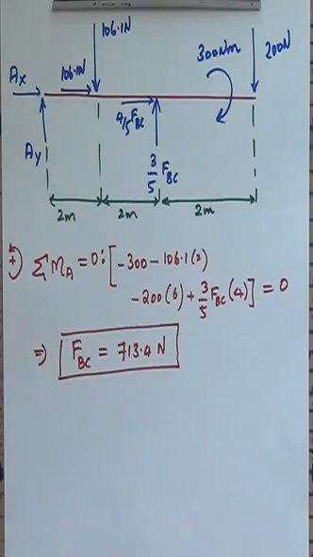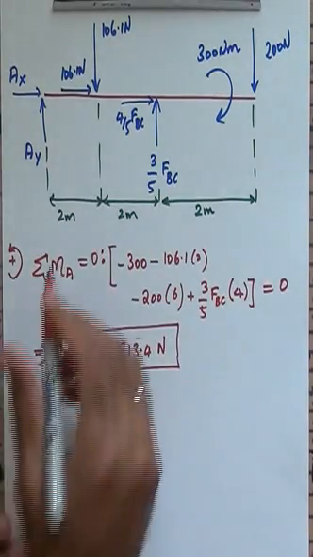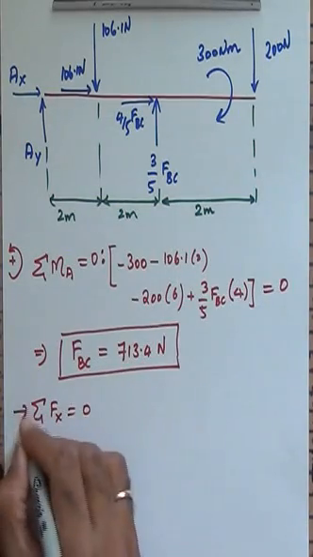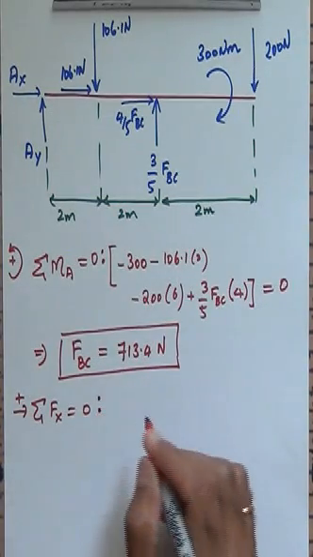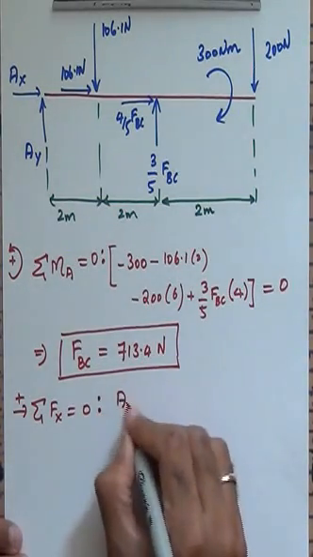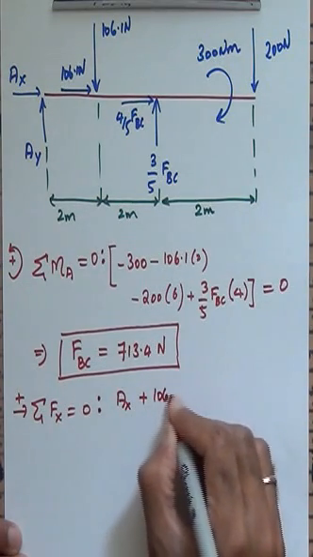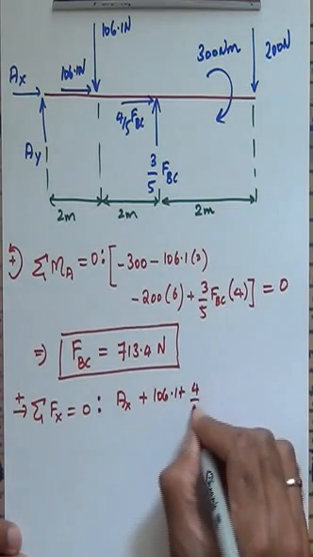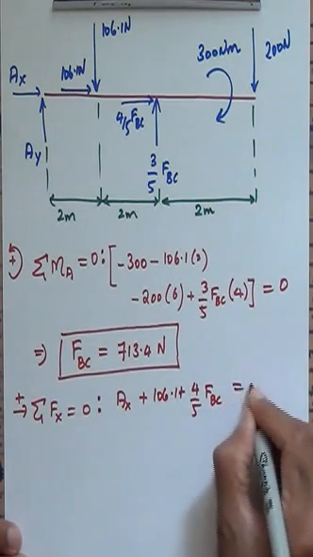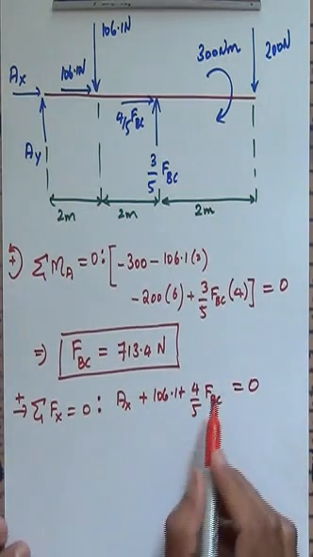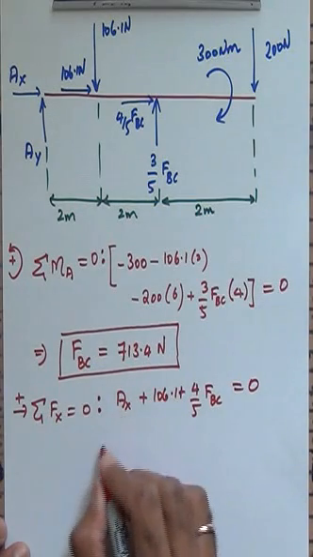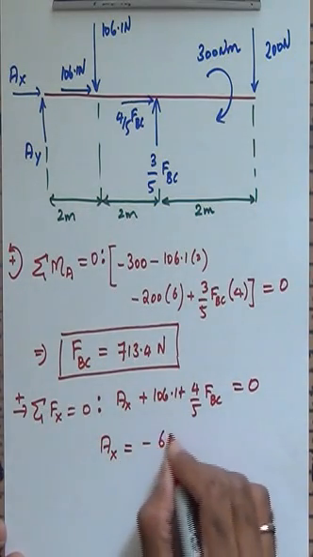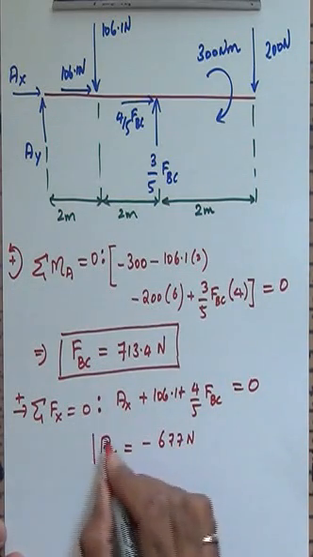Once I have that, then the rest of it is easy. All I have to do is sum forces in x and y directions. So sum of forces along the x direction, forces pointing to the right, are equal to 0. I have AX, then I have 106.1, and I also have the 4/5 FBC. All of these will be equal to 0. FBC is 713.4. Solve for AX. AX will end up being a negative number, approximately minus 677 newtons.